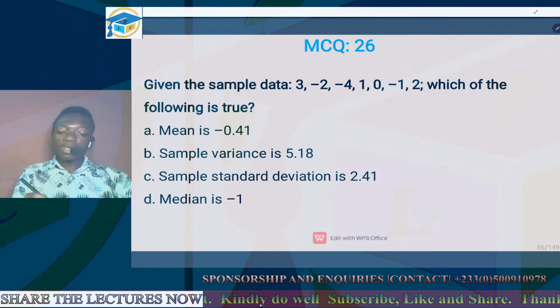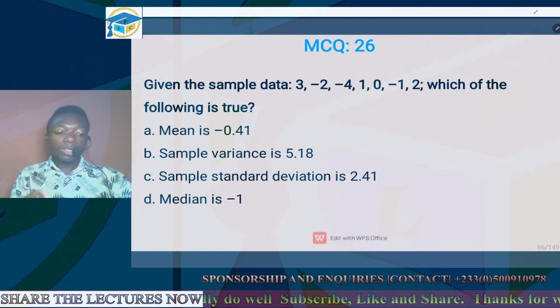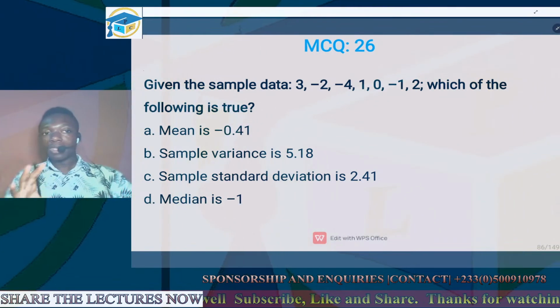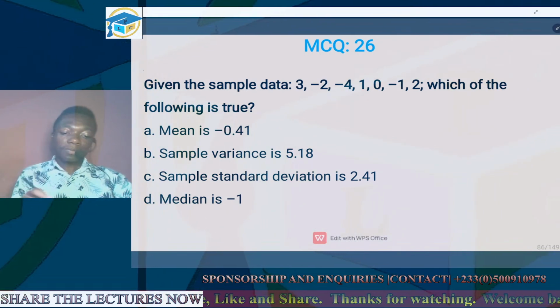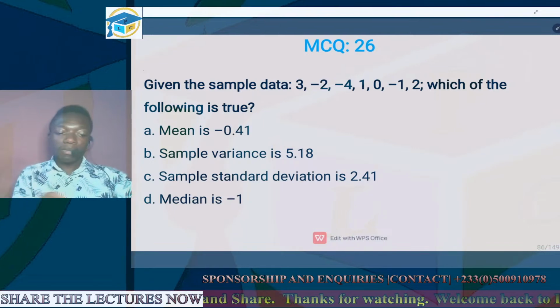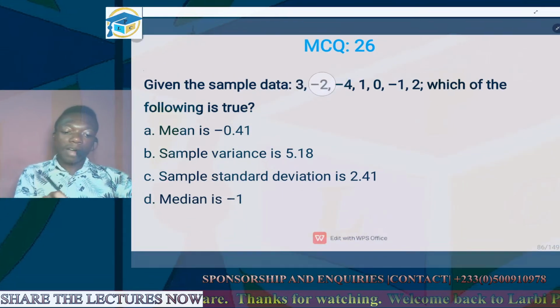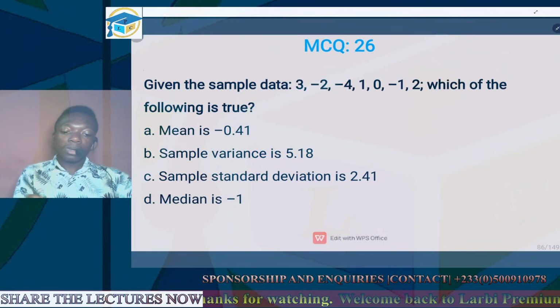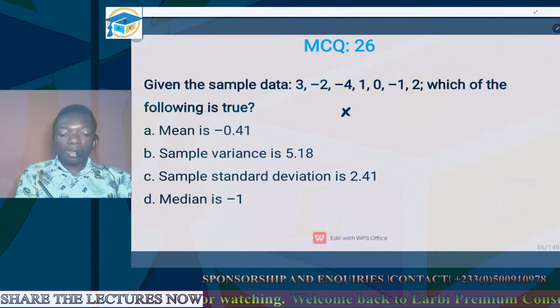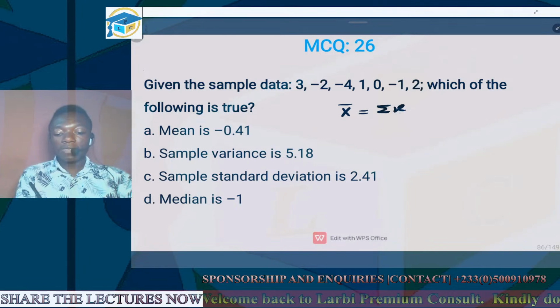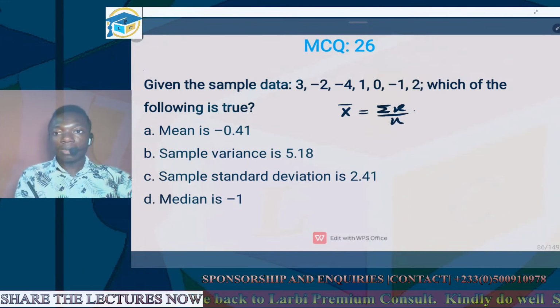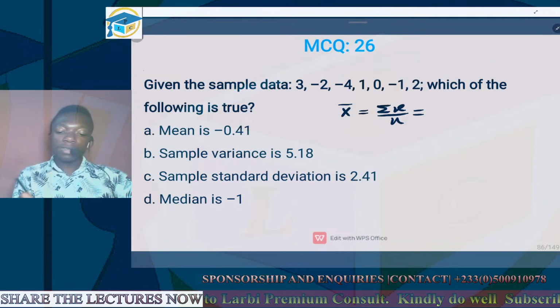Let's start by first computing. Because of the nature of my board, once I compute a particular measure, I will erase it so that we continue in that line. So let's first compute the mean of this data. The mean, x bar, should be equal to the summation of x values divided by n. So what is happening here? Our x values are what?